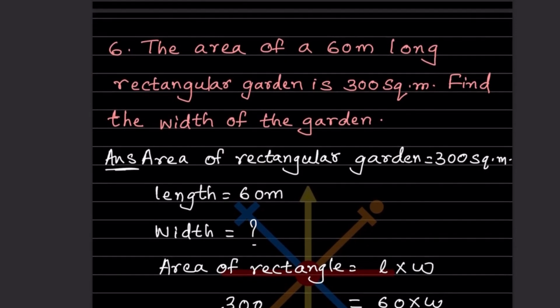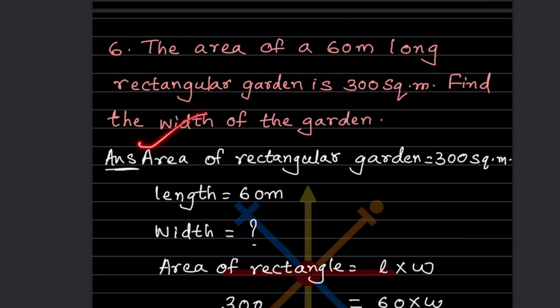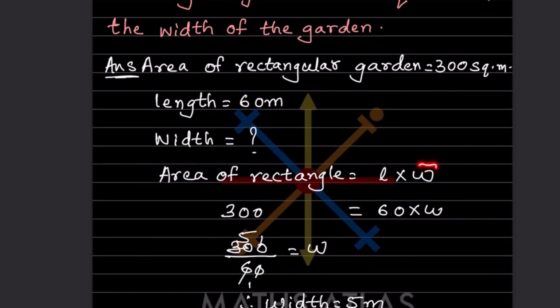Now the next one: the area of a rectangular garden that is 60 meter long is equal to 300 square meter. Find the width of the garden. The area of the rectangular garden is given as 300 square meter, the length is given as 60 meter, and we don't know the width. Width is nothing but the breadth. In some places they give the width, or they also give the breadth. Both are the same. Because the width is given here, I just write W instead of B. Everything else is the same. The area of rectangle, length into width.